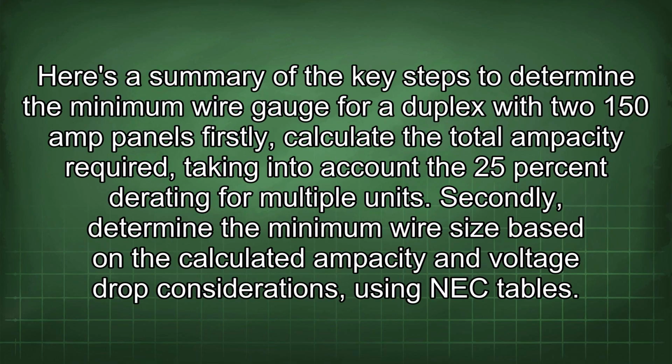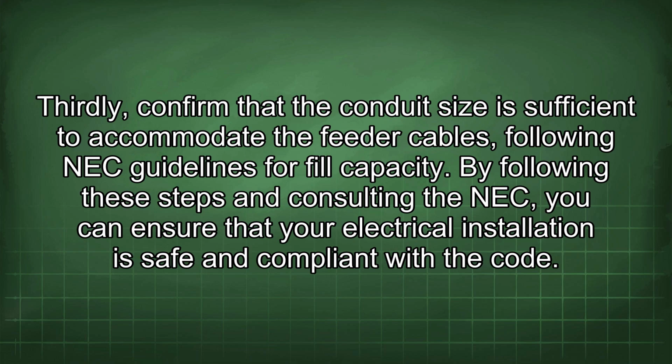Here's a summary of the key steps to determine the minimum wire gauge for a duplex with two 150 amp panels. Firstly, calculate the total ampacity required, taking into account the 25% derating for multiple units. Secondly, determine the minimum wire size based on the calculated ampacity and voltage drop considerations using NEC tables. Thirdly, confirm that the conduit size is sufficient to accommodate the feeder cables, following NEC guidelines for fill capacity. By following these steps and consulting the NEC, you can ensure that your electrical installation is safe and compliant with the code.